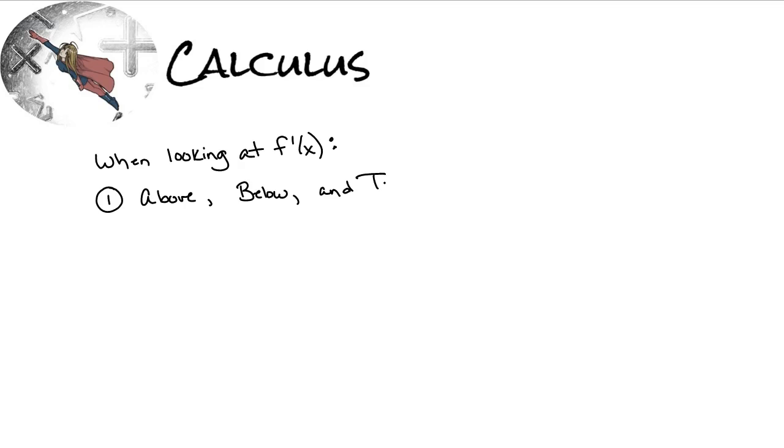When looking at f prime, you need to look at number 1, above, below, and touching the x-axis. Okay, just try to keep that simple idea in the front of your mind. What it tells you: above tells you f increasing, below tells you f decreasing, and touching the x-axis tells you potential maxes and mins.